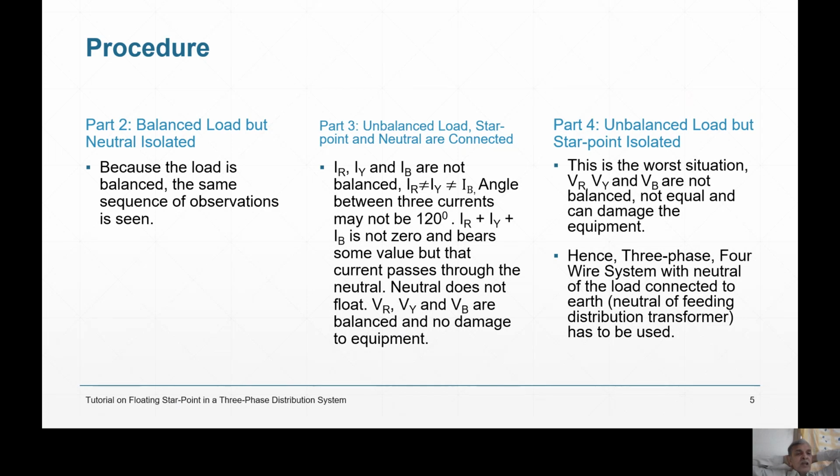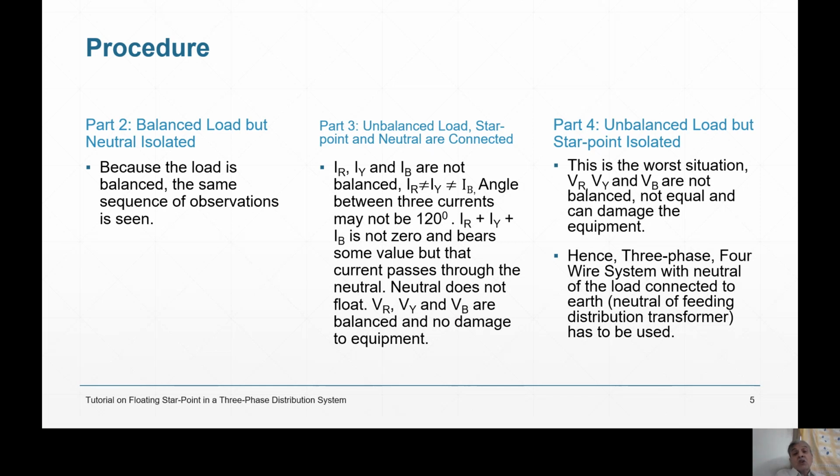Neutral is never isolated. Neutral is connected and load can never be balanced. But if so, because RR, RY and RB are equal, therefore VR, VY and VB are equal. And if you draw a delta, your neutral point is at the same point. Neutral point has not changed, and because it has not changed, there is no current passing from load neutral to system neutral. And therefore VR, VY, VB are equal. A fictitious case. Never happens like that.